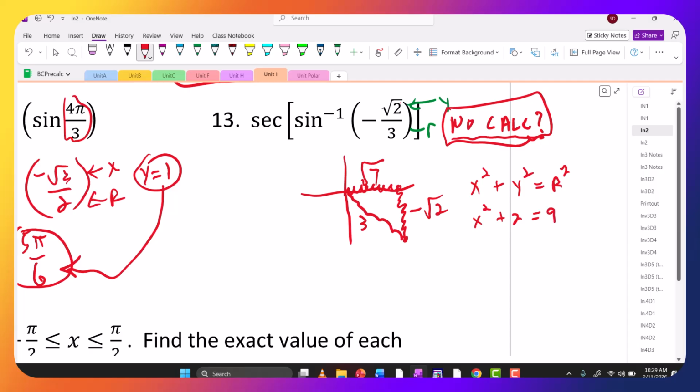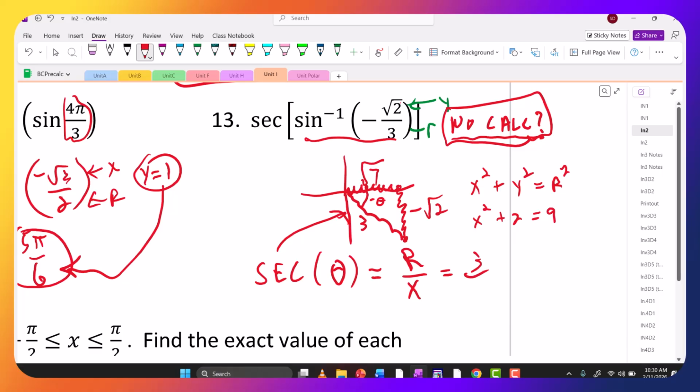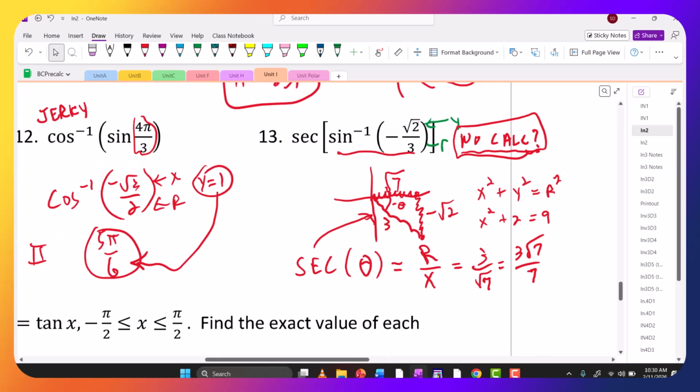Okay, so you get some angle. That is this angle right here, whatever that angle is. I don't care what that angle is, because for me to secant that angle, I'm just dealing with this triangle again. It doesn't matter. Okay, so what's the secant? Secant is wrong. I was going to put x over r. It's r over x, which is 3 over root 7, and it is positive, which is 3 root 7 over 7. So this last one is in the no calculator section because you could always draw a triangle out of this.